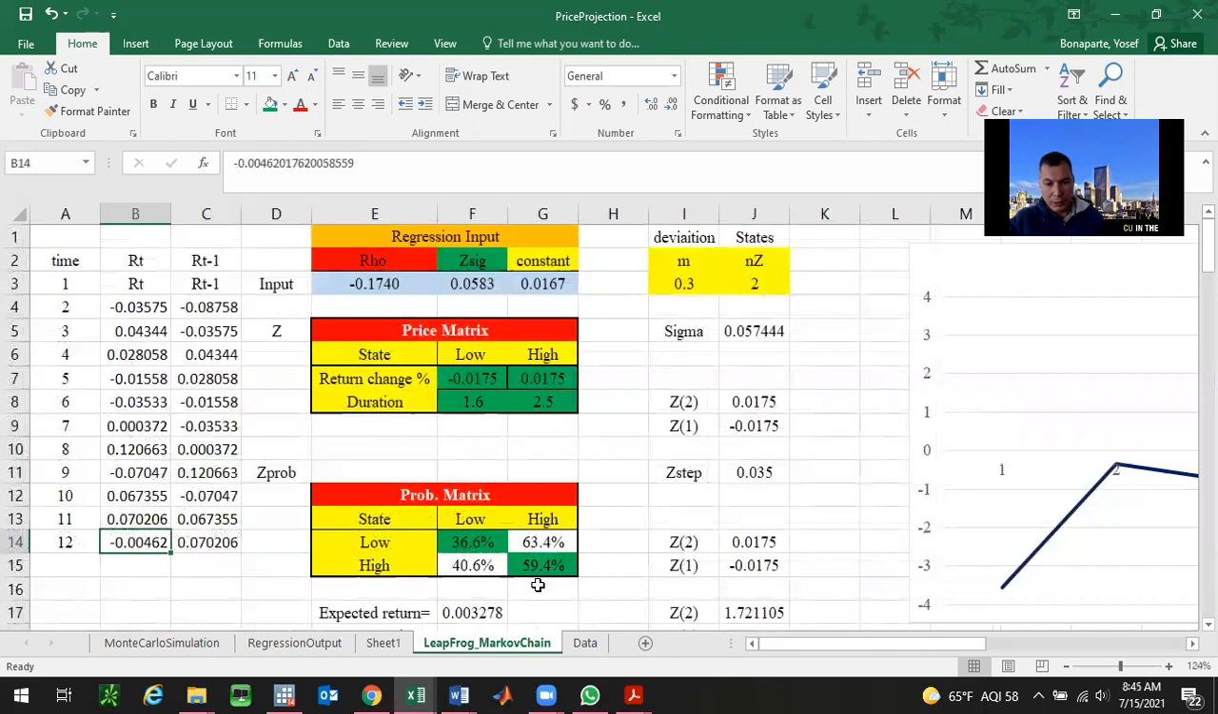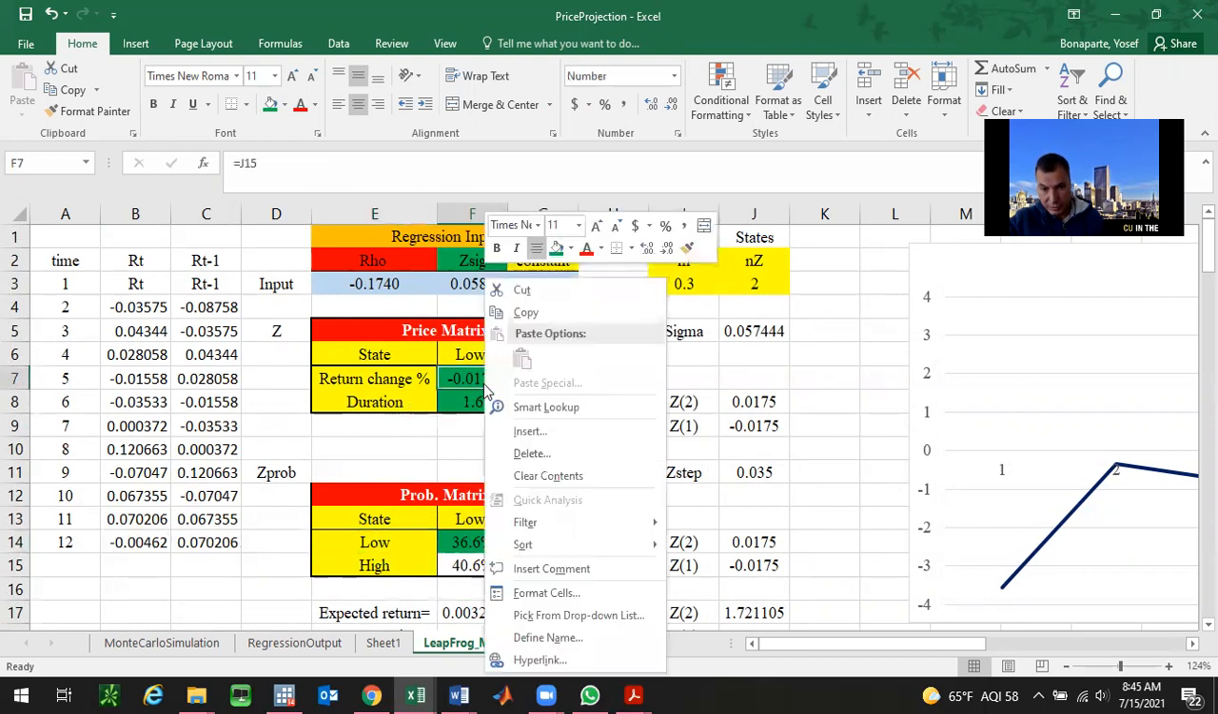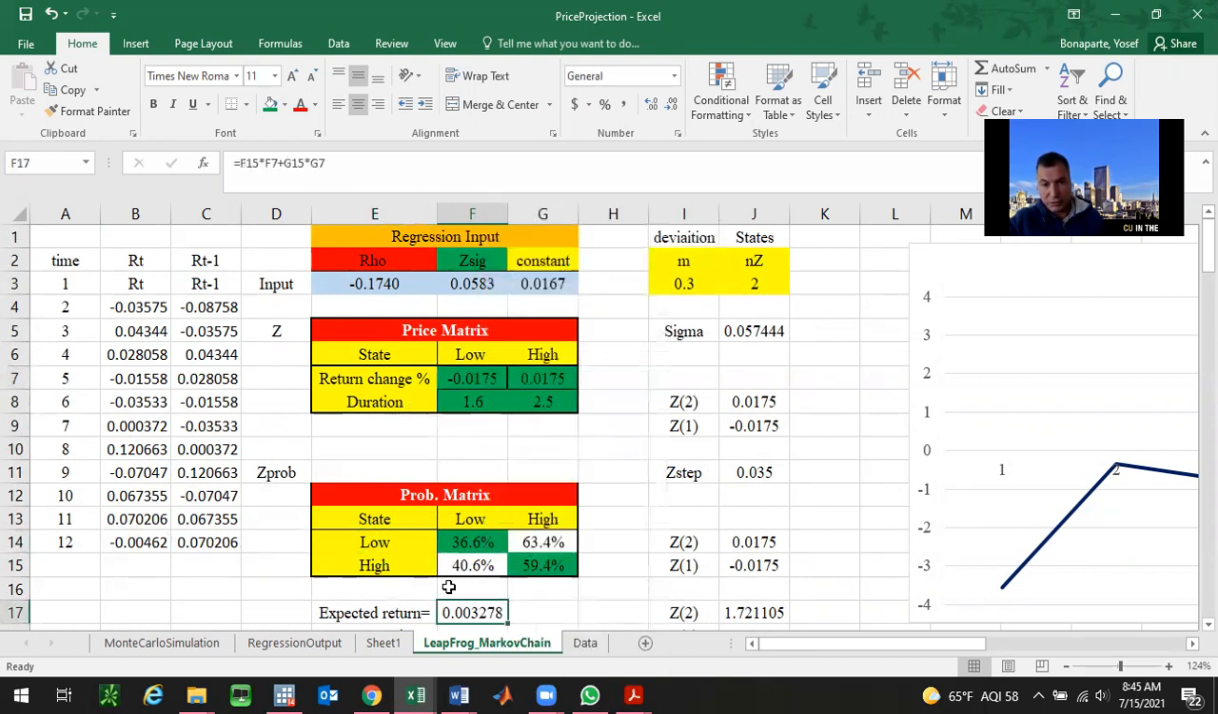You go to the leapfrog. Now the expected return. The expected return is the chance we are on a low, basically, right? So we are on a low. So now I'm here. There is a chance I'm going to low again, which is this. So now I'm low. So what's the chance? It's this low multiplied by a return of low.